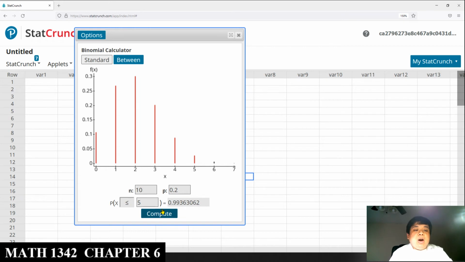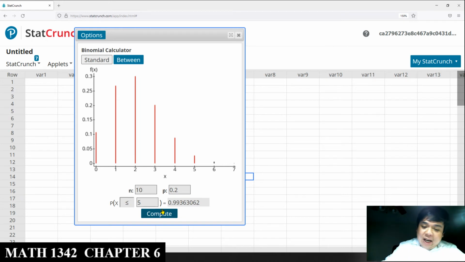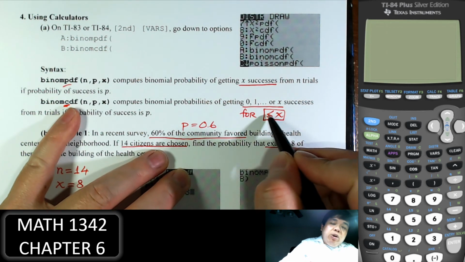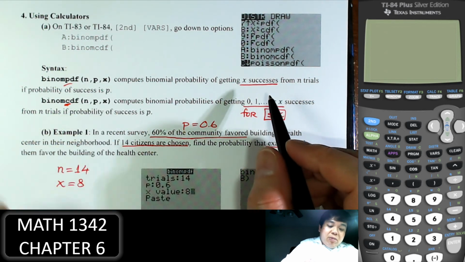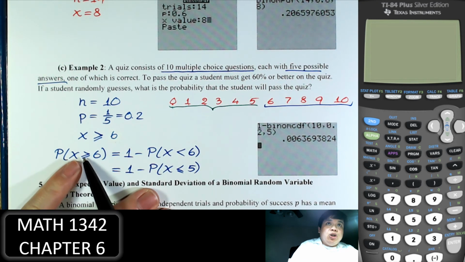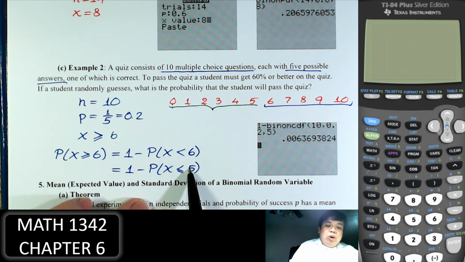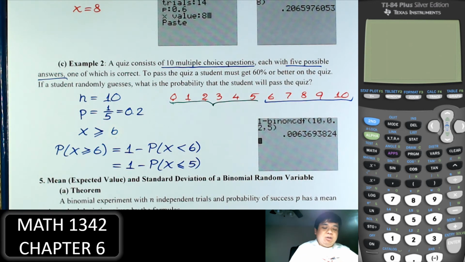The note here is binomial CDF only goes from 0 to x. Particularly, this should be only for x less than or equal to whatever that is. What I'm saying is binomial CDF only works for less than or equal to whatever that number is. If it is greater than or equal to, we have to write the complement. And if it doesn't have the equal, we have to make it equal so we can use the calculator.